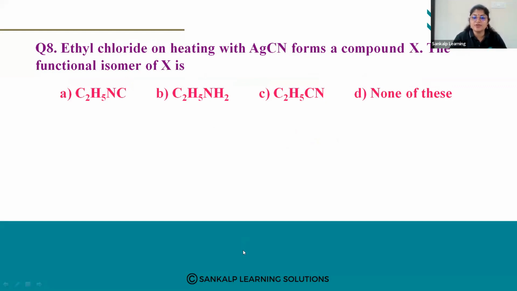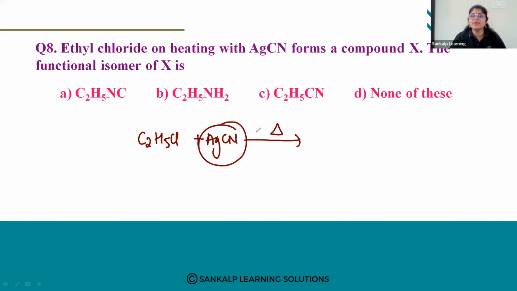Then ethyl chloride. What is the structure of ethyl chloride? C2H5Cl. If you treat it with AgCN and heat it, it forms a compound X. What is this compound X? When you treat it with AgCN, the linking is through nitrogen, so it will be C2H5NC.